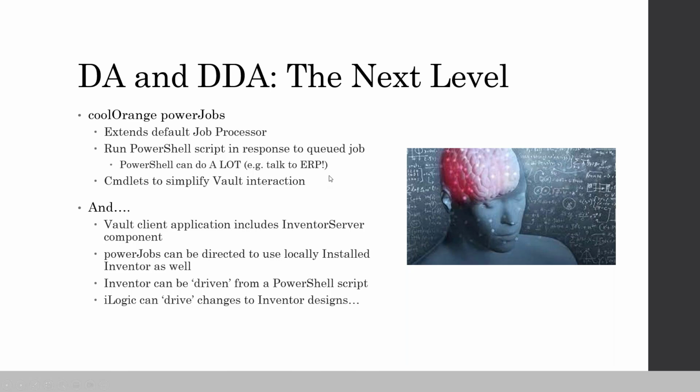Now, these custom jobs, we can queue them up, but we can also talk to Inventor from PowerShell. The Vault client technically includes something called Inventor Server, which you can use to update model documents, but you can also use Inventor in conjunction with the job processor. So we have Inventor, which can drive the model through iLogic. We can drive Inventor from PowerShell. powerJobs lets us run PowerShell.